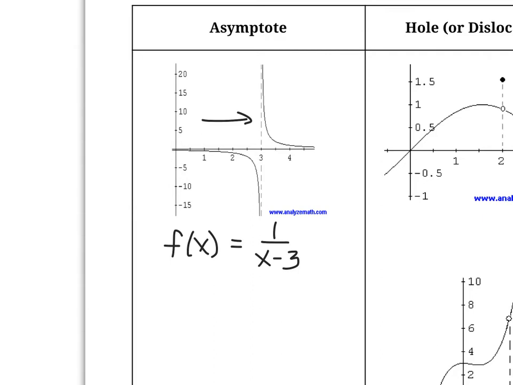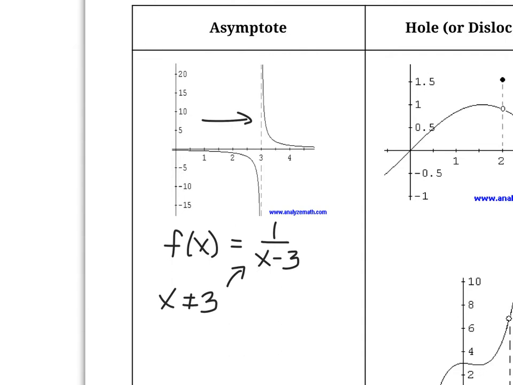Okay? Now, what about this equation tells us it's going to have an asymptote? Well, obviously, the denominator cannot equal 3, right? Because if it does, this function is undefined. So x cannot equal 3. And that tells us it has an asymptote, right?